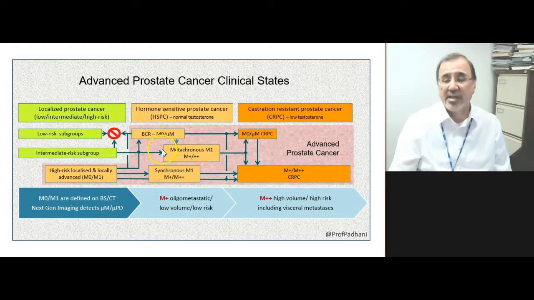And of course that can lead to metachronous metastatic disease, either oligometastatic or polymetastatic. Similarly, you could have a high-risk locally advanced prostate cancer with synchronous metastatic disease, again oligometastatic or polymetastatic. And this can directly lead on to the castration resistant state, either oligometastatic or polymetastatic.